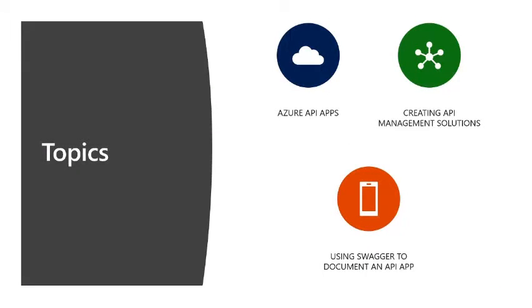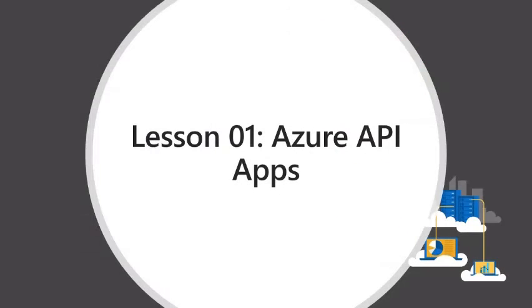We have already talked about the topics. Let's go through them again. We are going to talk about Azure API Apps, and creating API management solutions using Swagger to document an API app. First, Azure API Apps. In this lesson, we will cover API Apps, integration, authentication, and CORS.